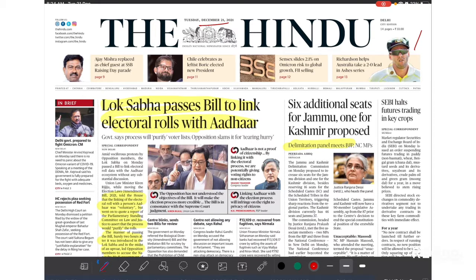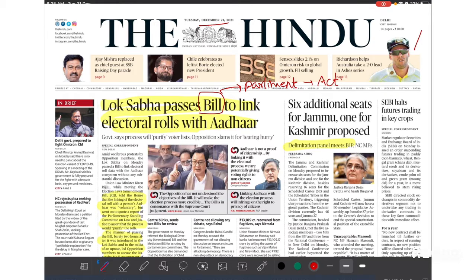Lok Sabha passes bill to link electoral rolls with Aadhaar. Now, we have to understand how a bill is passed. Passage of a bill in the Parliament. The procedure has to be understood, and also how it becomes an Act. These things need to be clear.